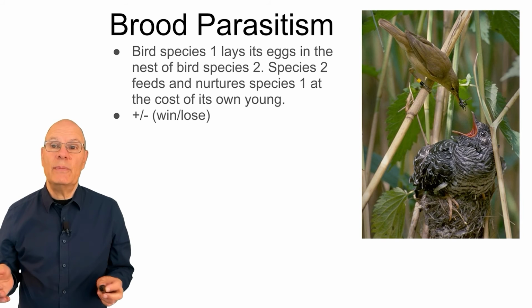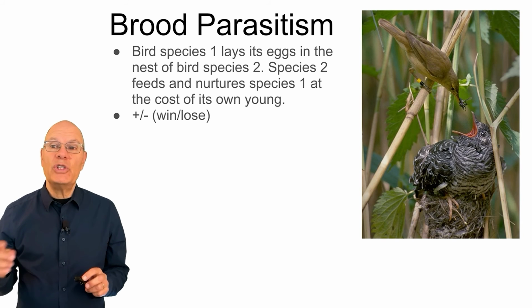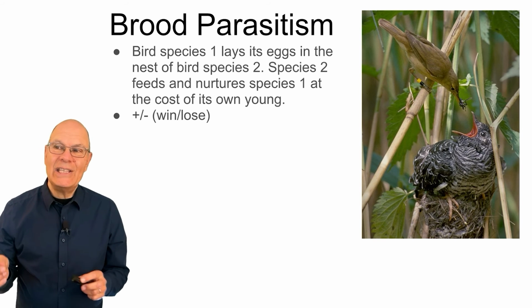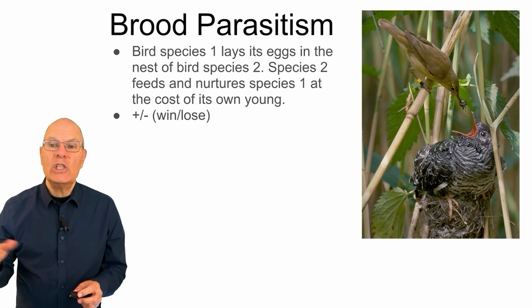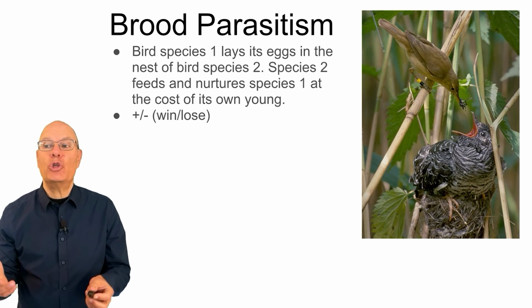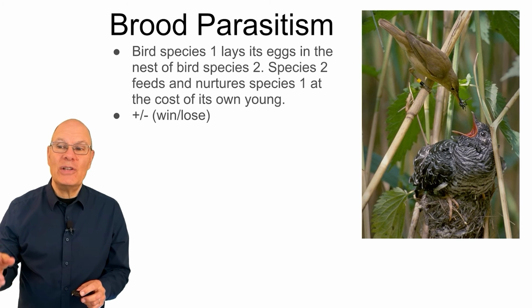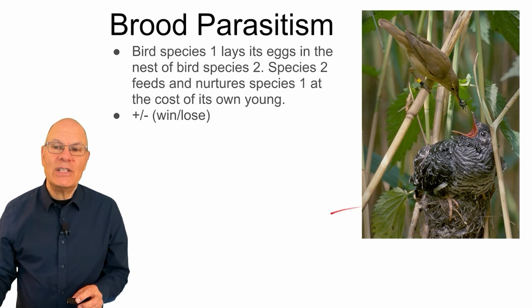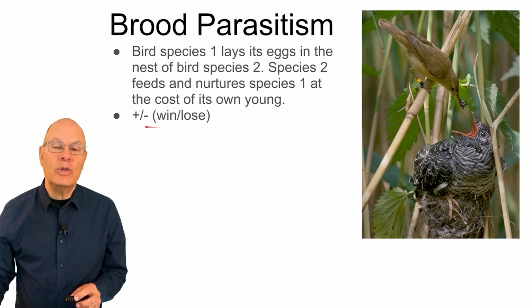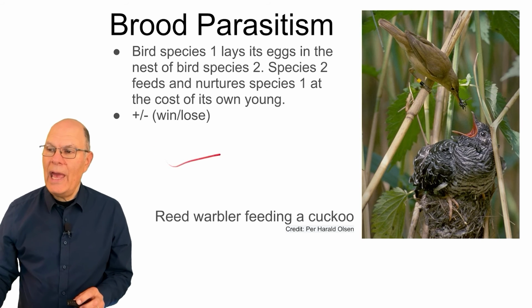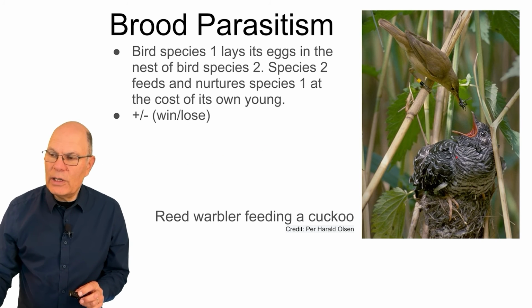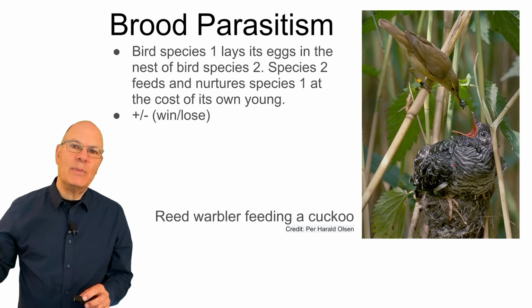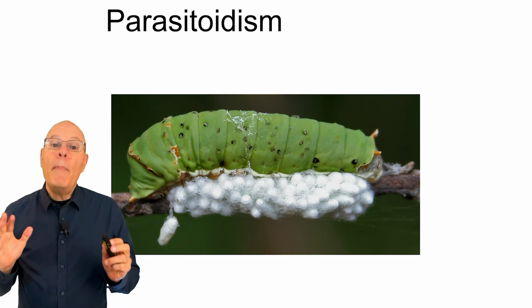Brood parasitism is a relationship in which bird species 1 lays its eggs in the nests of bird species 2. Species 2 feeds and nurtures species 1 at the cost of its own young. That's obviously a win-lose, plus-minus relationship. And here we see this little reed warbler that's feeding this cuckoo that has parasitized its nest.